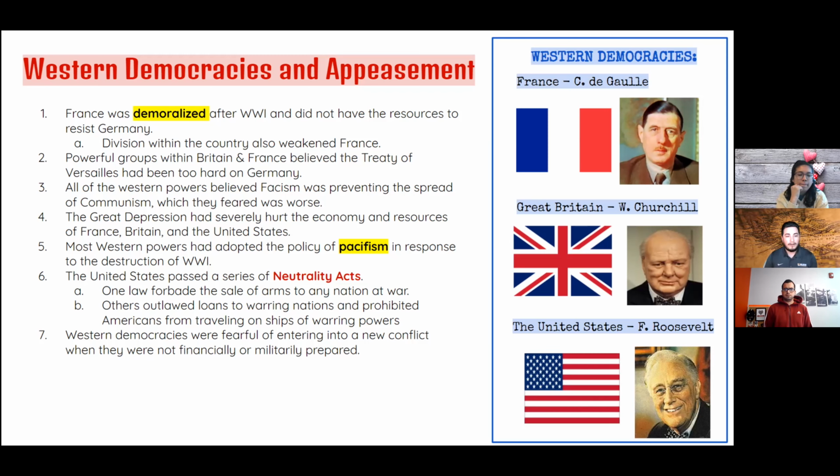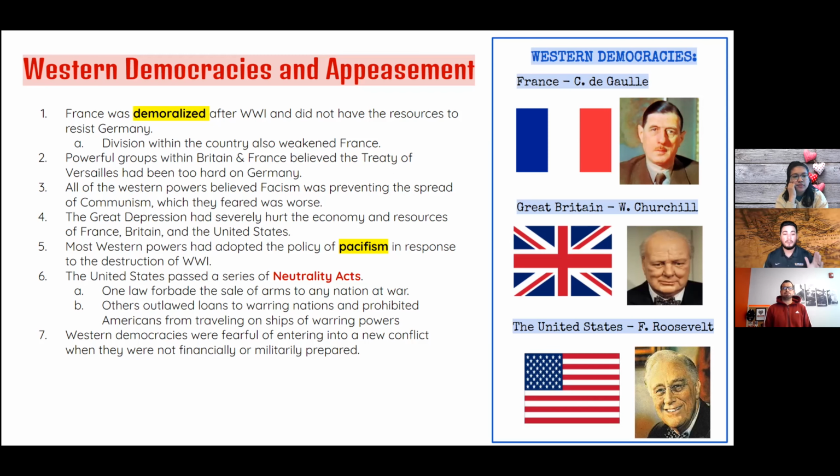So all of the Western powers believed fascism was preventing the spread of communism, which they feared was worse. One of the theories a lot of people put forward is that the reason they let them go through and spread is because they thought the bigger villain was communism. Even though fascism is really scary, it's not as scary as communism, so we'll accept it and let them do their thing, and maybe that will help us. Some people theorize that was why there was a lack of response.